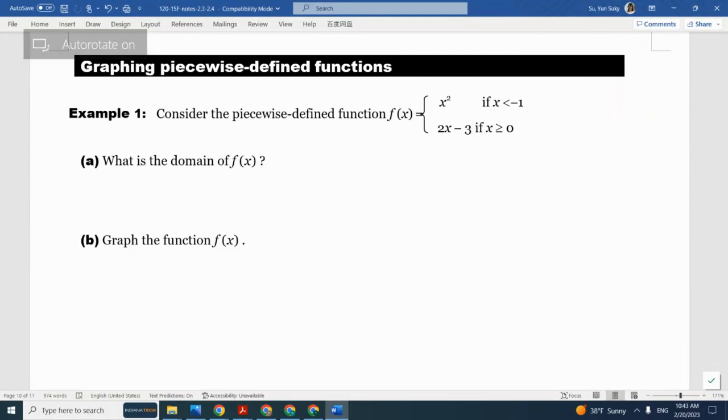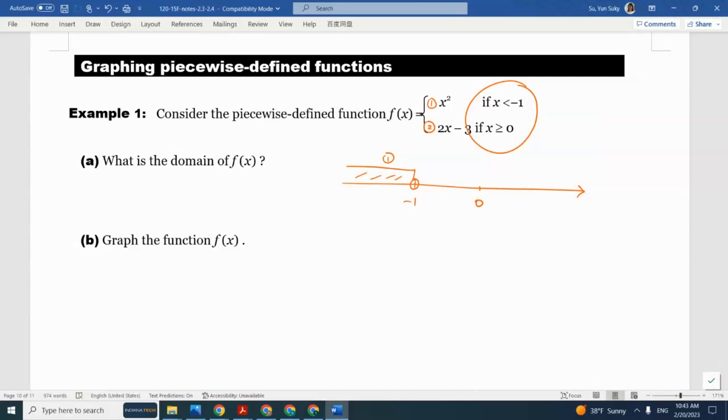Okay, so look at the domain. Well, domain is the x values. Look at this. We have -1. Do we include the -1? No, and is it to the left or to the right? To the left, less than. And then the second piece, so this is the first piece, right? We're using the formula x squared. The second piece, we're doing what? 0. Do we include 0? Yes, left or right? Right. So this is the second piece, right?